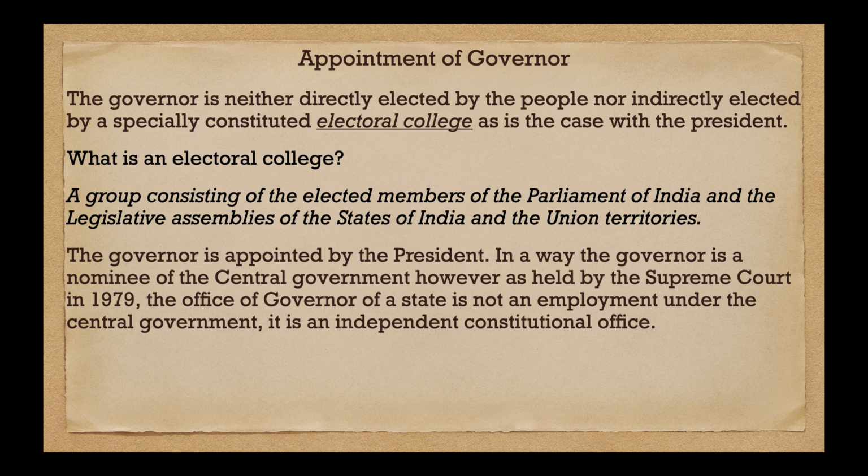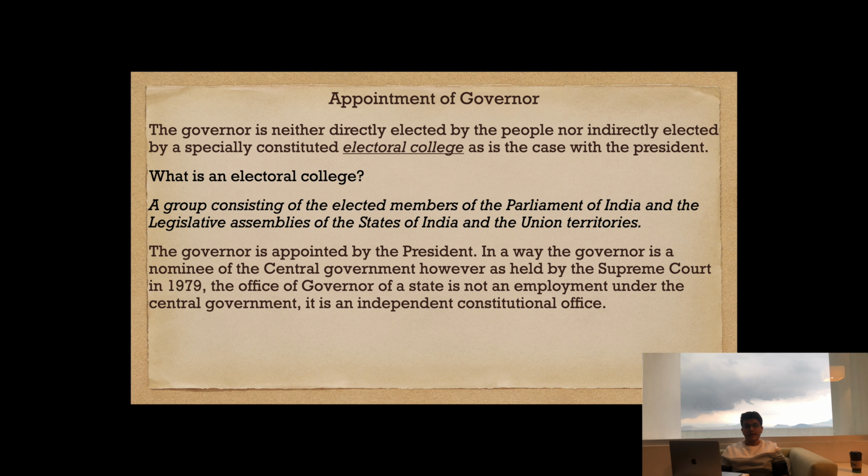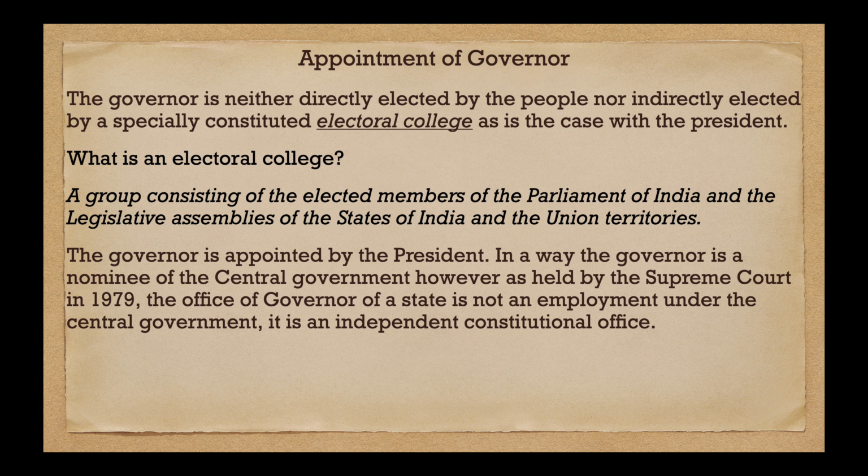Appointment of governor. The governor is neither directly elected by the people nor indirectly elected by a specially constituted electoral college, as in the case with the president. So what is an electoral college? It is a group consisting of the elected members of the Parliament of India and the legislative assemblies of the states of India and Union Territories. The governor is appointed by the president. In a way, the governor is a nominee of the central government. However, as held by the Supreme Court in 1979, the office of governor of a state is not an employment under the central government, it is an independent constitutional office.